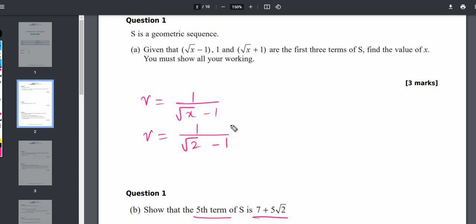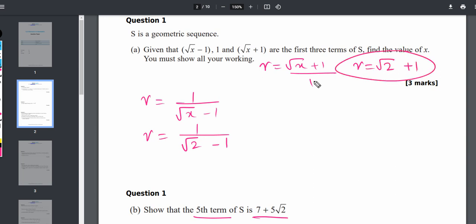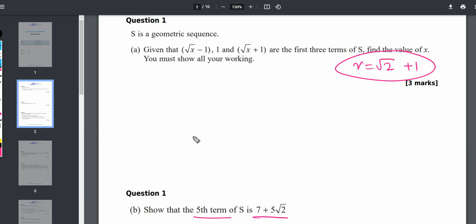This expression does not seem to be easy to solve, so I'll use the other one. The other one was r equals under root x plus 1 over 1. Because x is 2, my common ratio will become equal to under root 2 plus 1. So this will be my common ratio that I'm going to use. I'll erase the rest of the stuff, and I have to find out my fifth term.